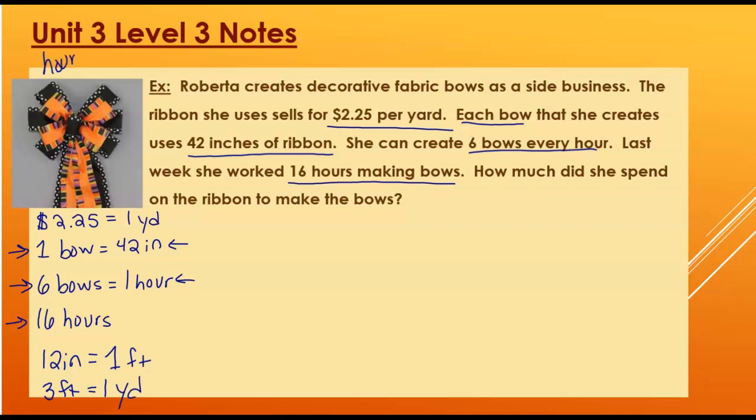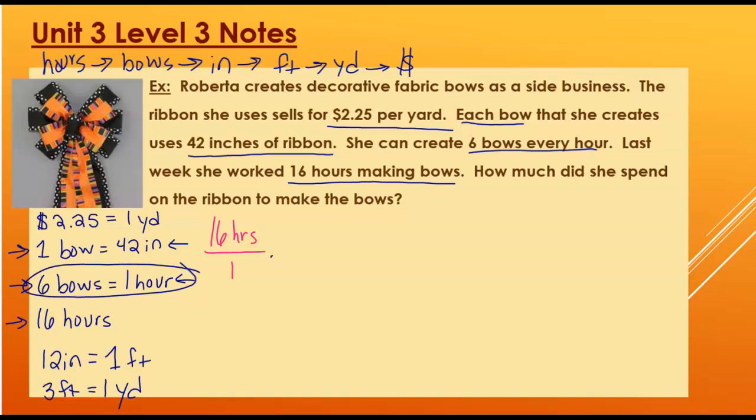So we're going to go from hours to bows to inches to feet to yards and eventually money. Check this out. It's pretty cool. Not the only way to do it, but I love it. So we're going to start with 16 hours. That's over 1. And we know that she did 6 bows for every hour. So I want my hours to cancel and 1 hour for 6 bows.